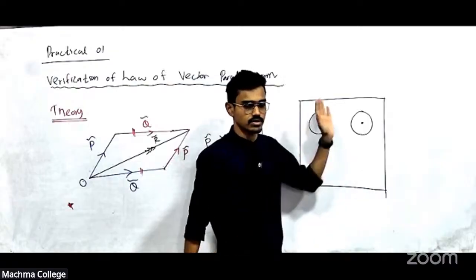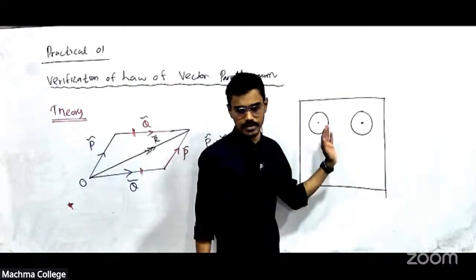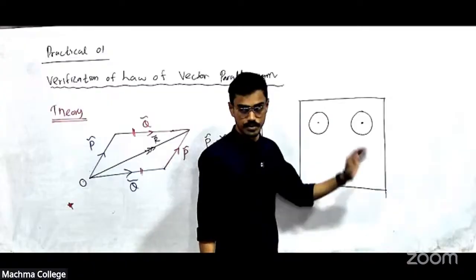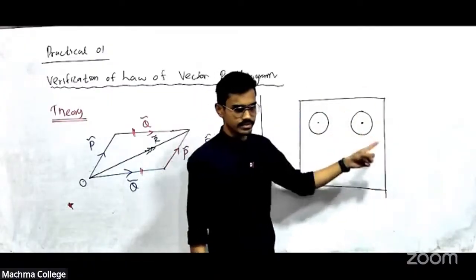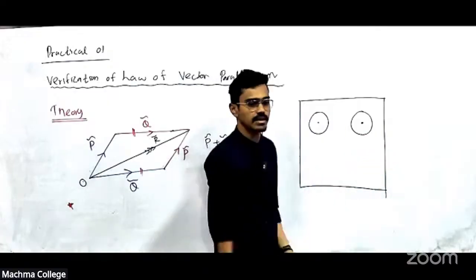Setup in the sense is called the apparatus of vector parallelogram, or setup of vector parallelogram. Right? This is a board. To this board, two pulleys are fixed.